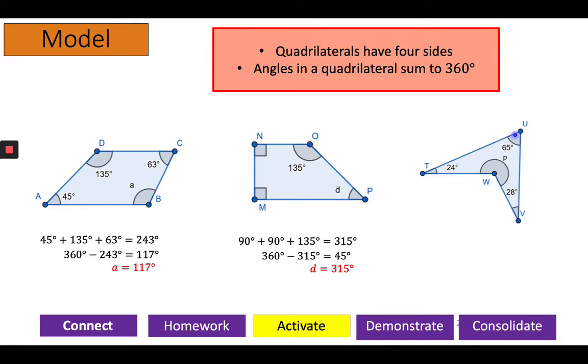For our last quadrilateral, we add 24 plus 65 plus 28, and we have 117 degrees. Then we take 360 minus 117, and we get 243 degrees. So our angle P is 243 degrees.